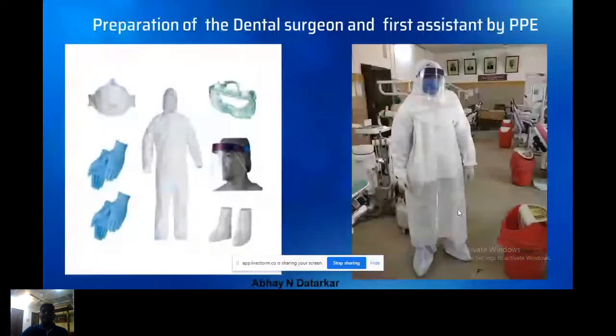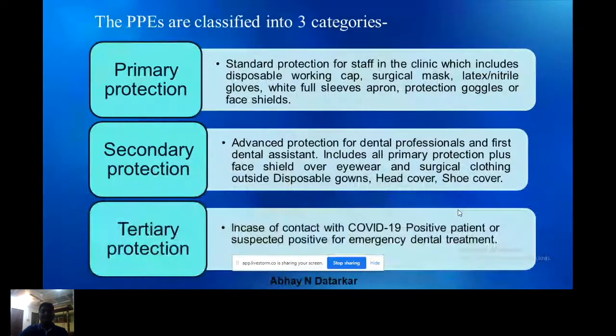Okay, the preparation of the dental surgeon, as I told you, like PPE. Everybody today knows about the PPE. These are just diagrammatic representations, but I am going to talk about the PPE in detail. You can see how a doctor is prepared to treat patients. Now the PPEs can be classified into three categories: the primary protection PPE, the secondary protection PPE, and the tertiary protection PPE.